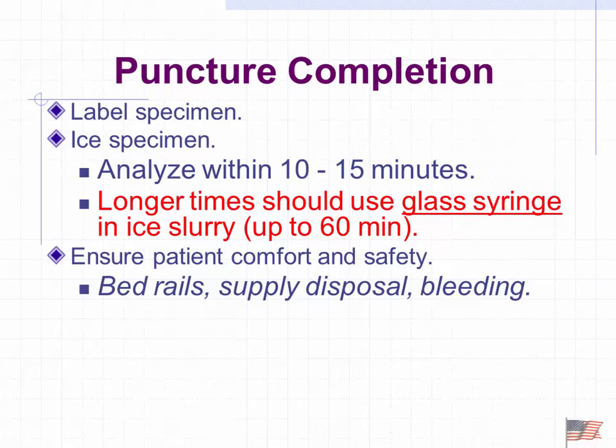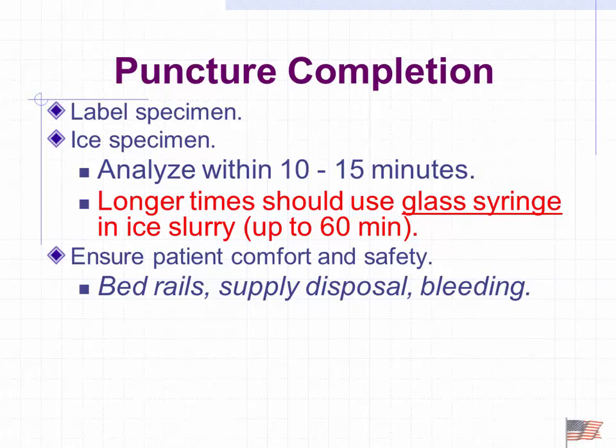Label it. If you are going to take longer than 10 to 15 minutes to analyze, first of all, you should be using a glass syringe. Good luck finding a glass syringe. And the second thing you can do is you should be icing it. Okay? The plastic syringes, if it's analyzed within 10 to 15 minutes, will not have a problem. The plastic syringes that we use, actually, if left longer than that, will allow for oxygen in the air to leach in. So you'll get an alteration in your blood gas readings.